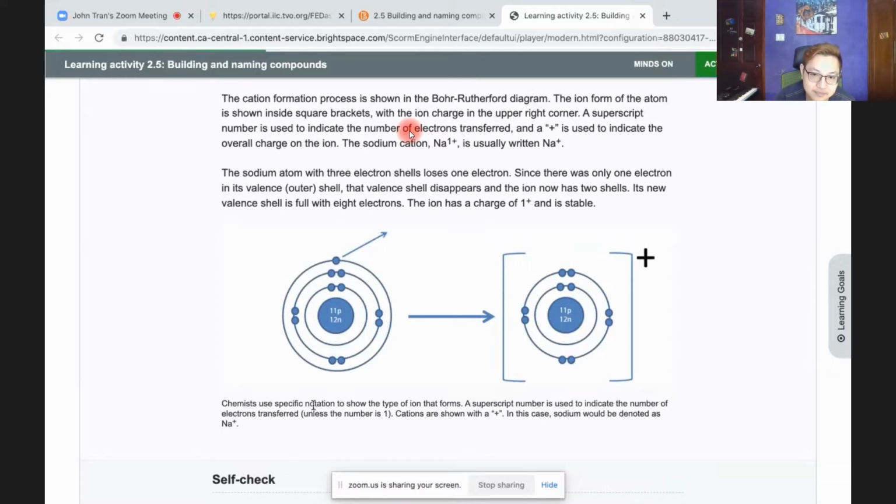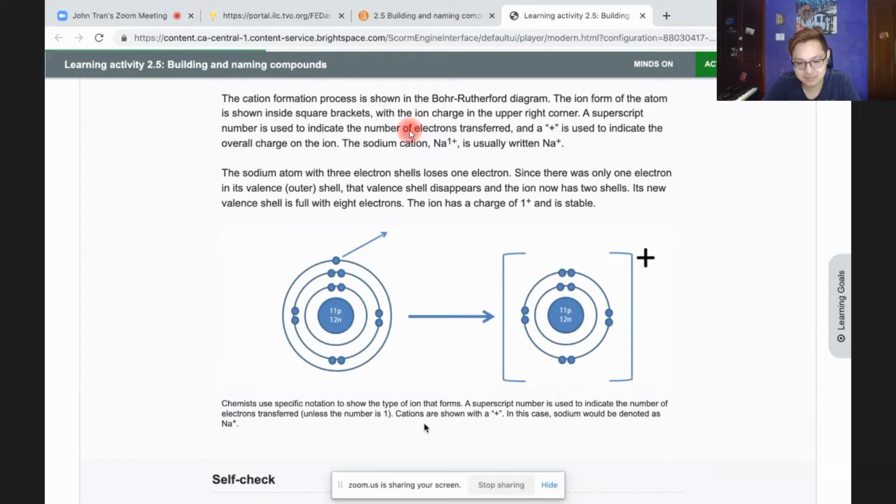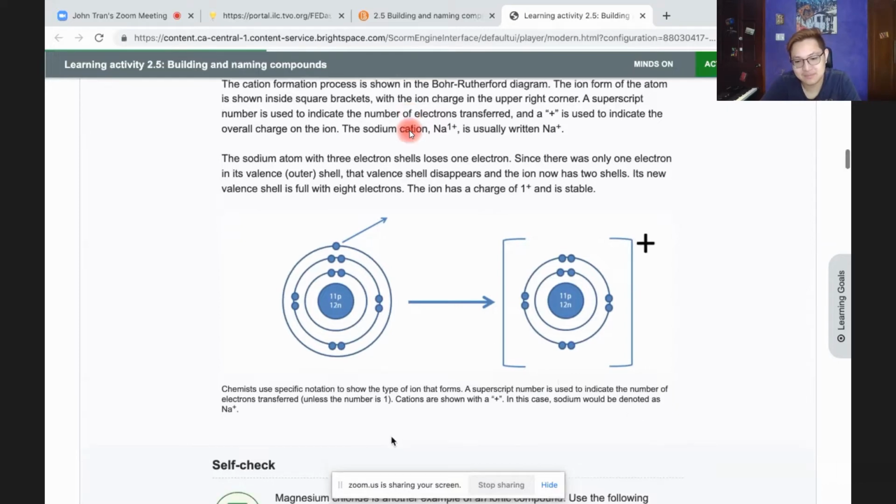Chemists use specific notation to show the type of ion that forms. A superscript number is used to indicate the number of electrons transferred, unless the number is 1. Cations are shown with a plus. In this case, sodium would be noted as Na plus.